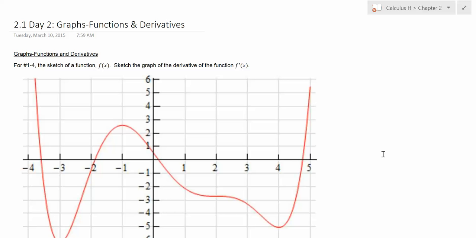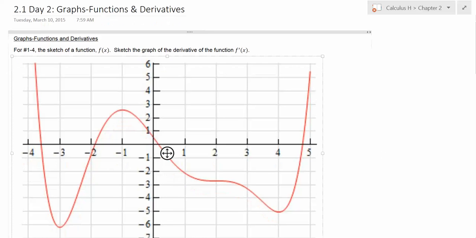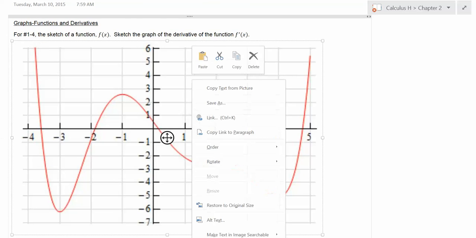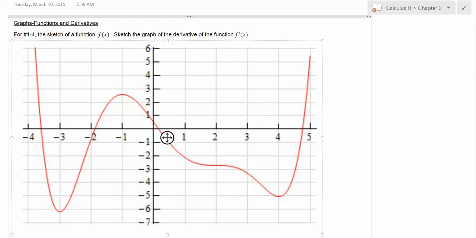Alright, so this is section 2.1, day 2. We're looking at graphs of functions and their derivatives. The biggest thing that you want to think about when you are graphing the derivative of a function is you kind of want to take a couple steps.